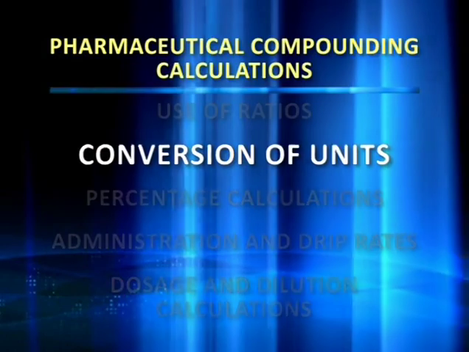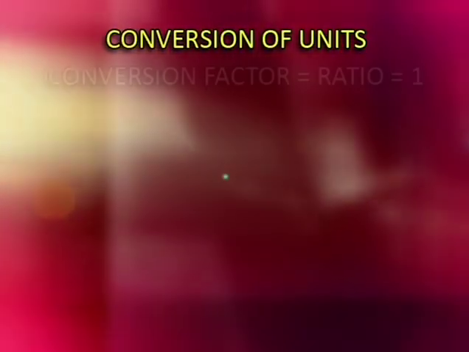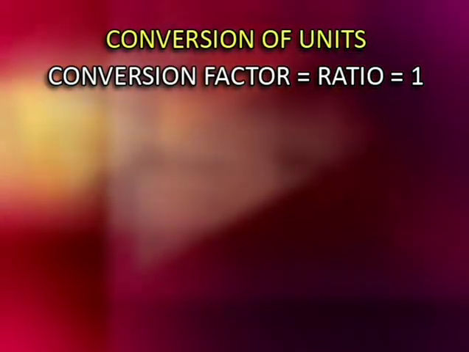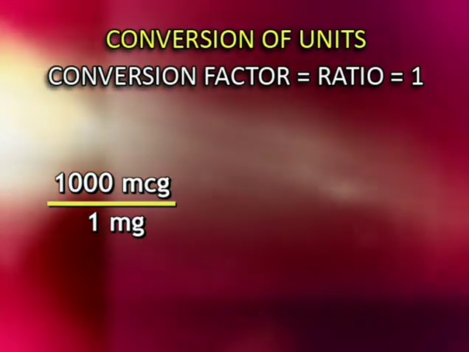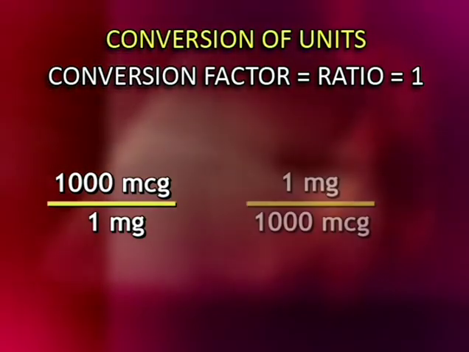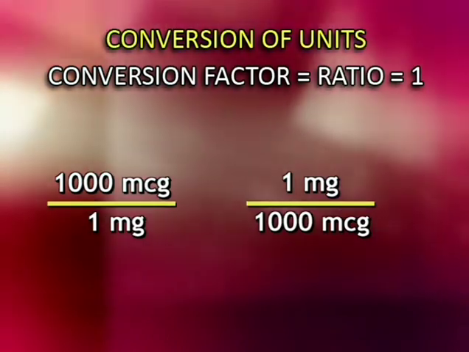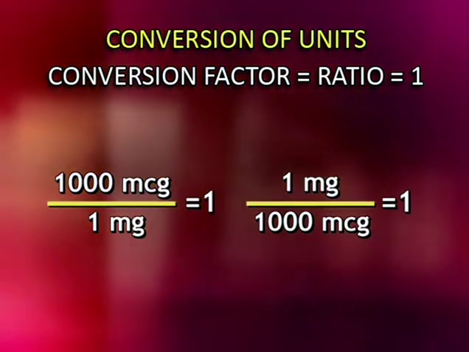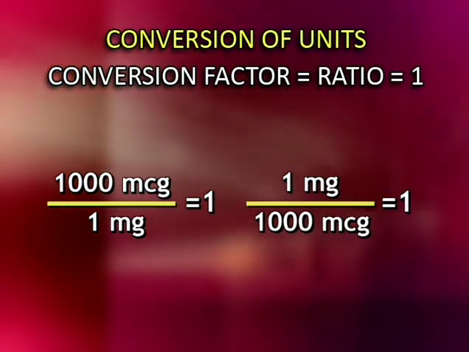Conversion of units. A conversion factor is a special kind of ratio that is equal to 1 and is used to convert units of measure. There are 1,000 micrograms per milligram, which can be written 1,000 micrograms per milligram. It can also be written 1 milligram per 1,000 micrograms. In either case, the expression is equal to 1 and can be inserted into any calculation with micrograms or milligrams, in either order, without changing the value of the calculation.